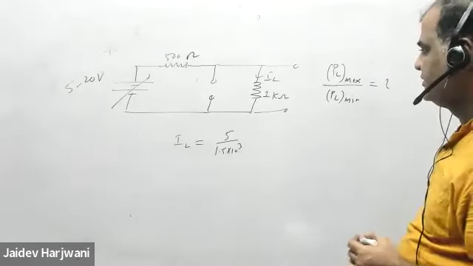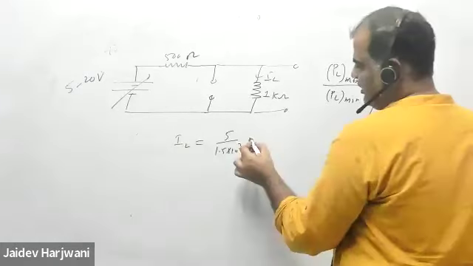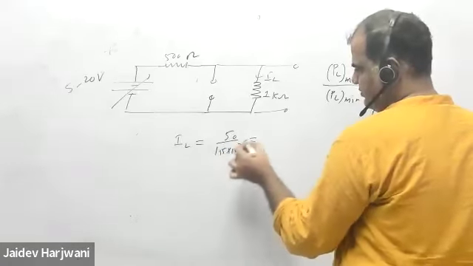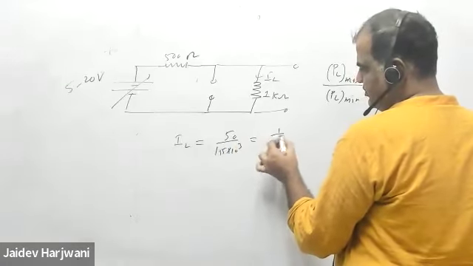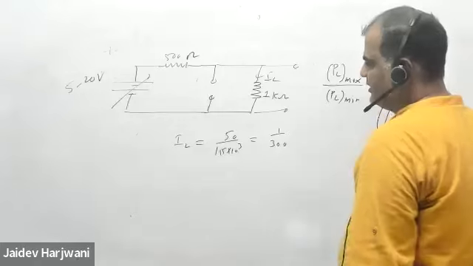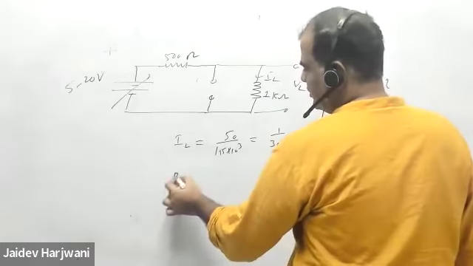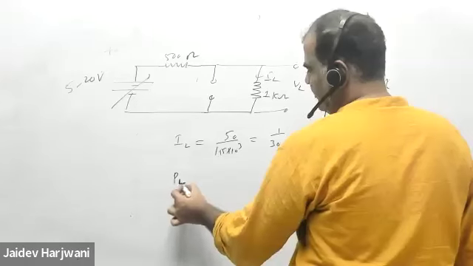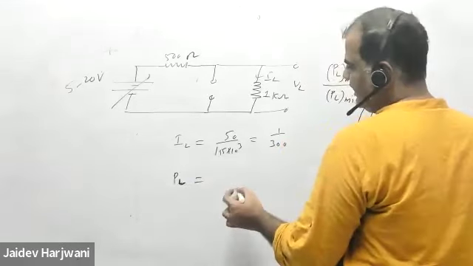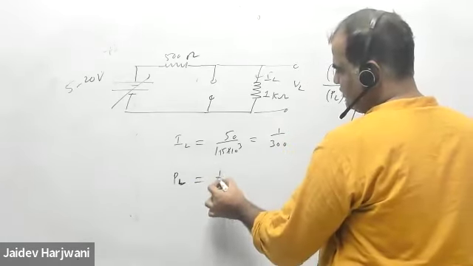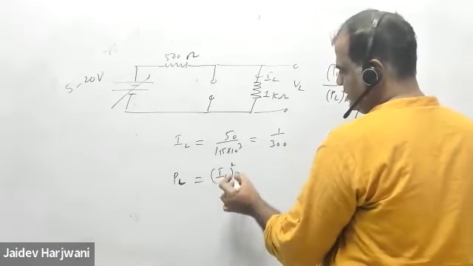Is that correct? And this IL value will be, say, 1/300. 1 upon 300. This is IL. And the V load will be how much here? So I want P load. P load will be IL into VL, or IL square into RL.